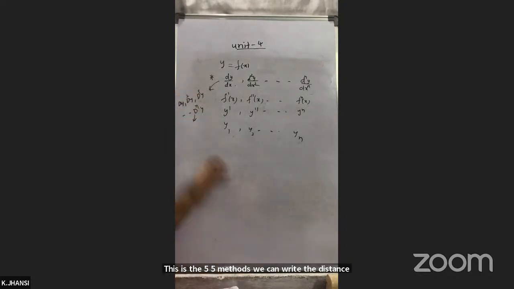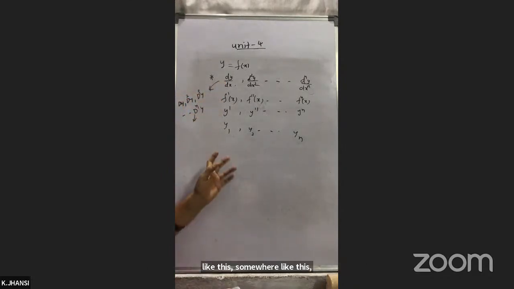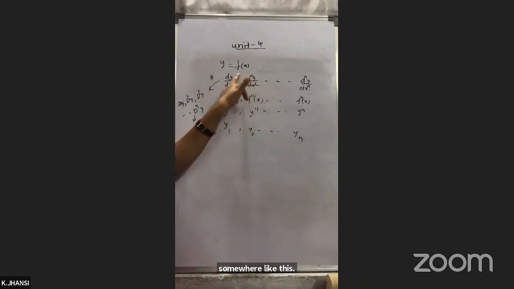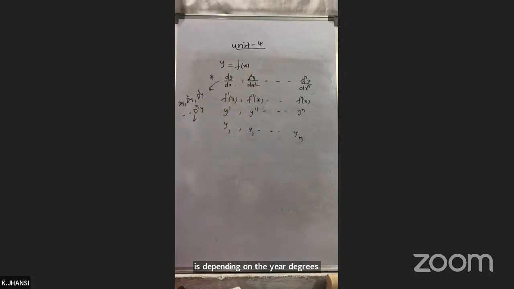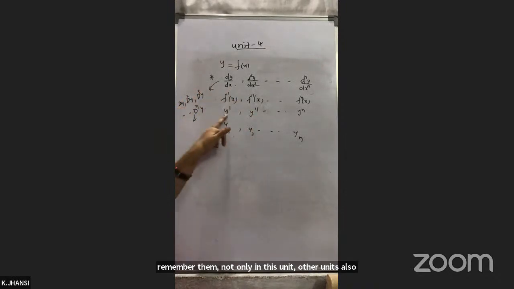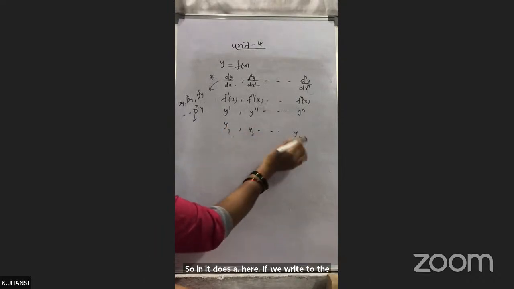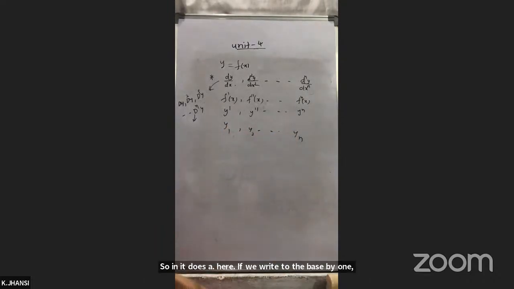So in some problems you will have D somewhere like this, somewhere like this. The question may be in any form, but depending on the order, you have to see whether it is a second order, third order or fourth order. These forms are important, try to remember them, not only in this unit, other units may also have questions in the form of D. If you write y1, y2, y3, it is also the order of the differentiation.